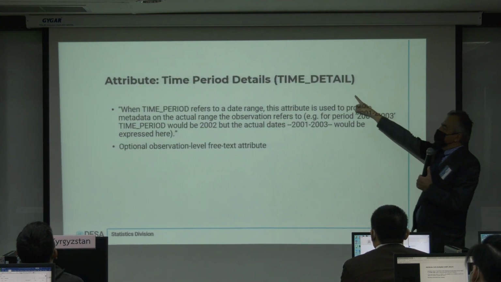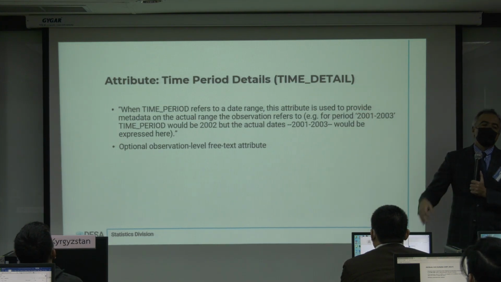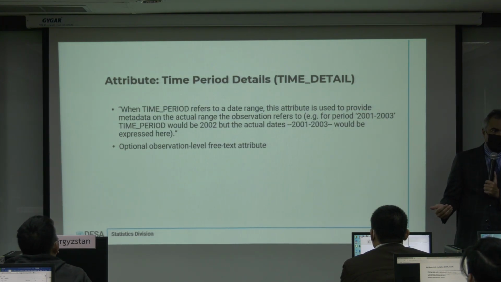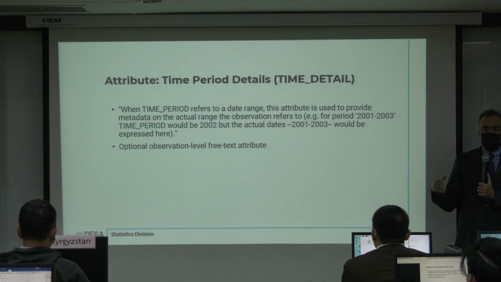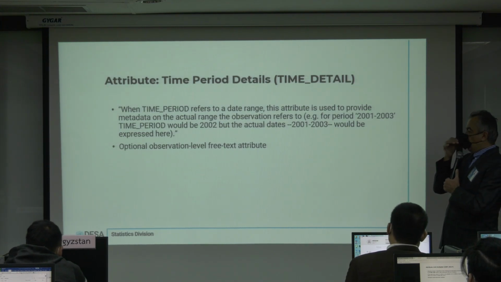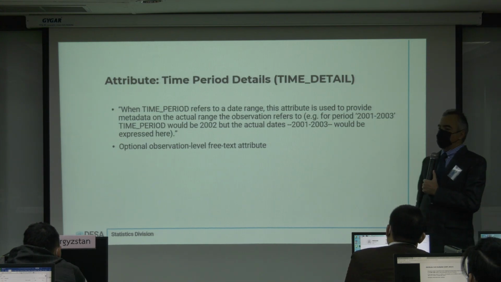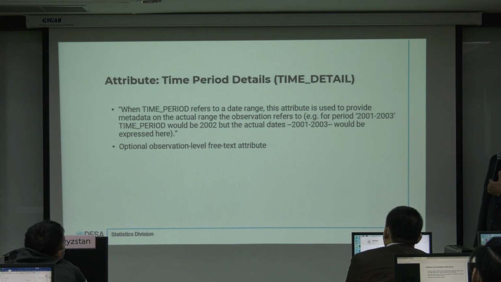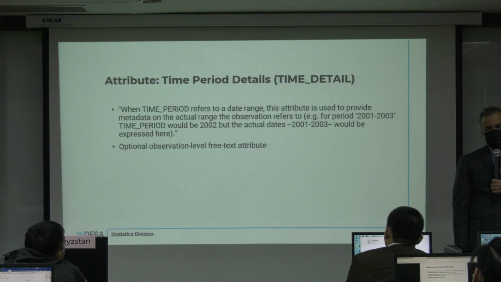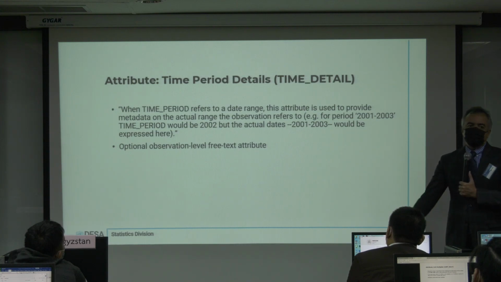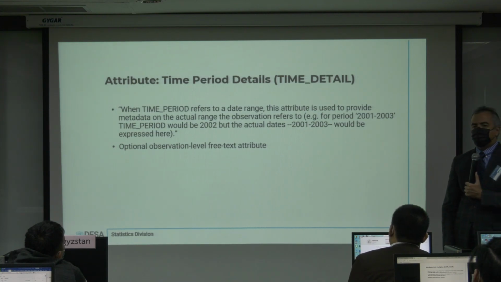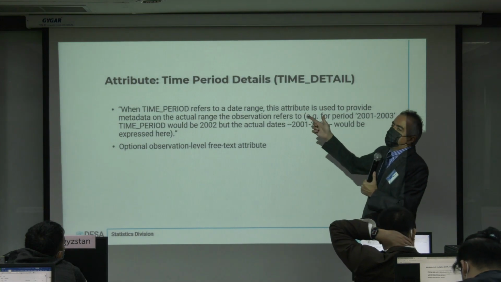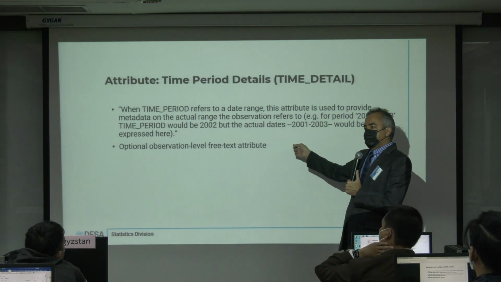This is a very important one. It's time detail. It's a footnote. It's a free text attribute, so I can put anything into it. But as the example here gives you, if you have a survey that ran from the 1st of July 2021 to the 30th of June 2022, what you can do is put 2022 into the time period and 2021, 2022 into time detail.